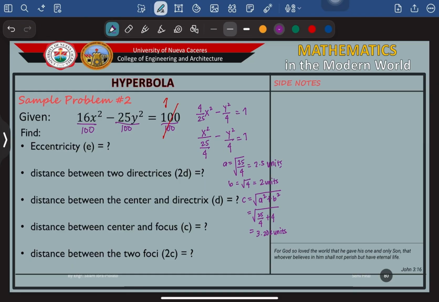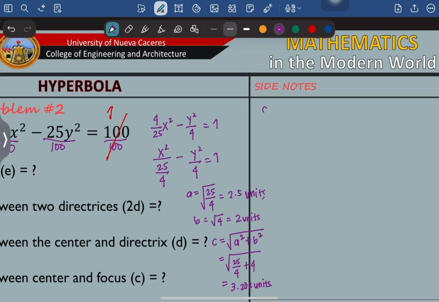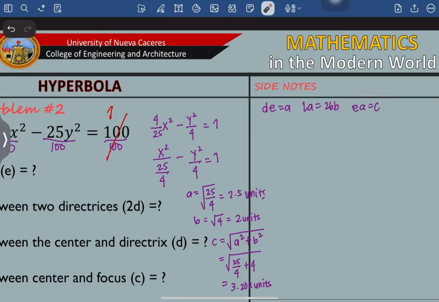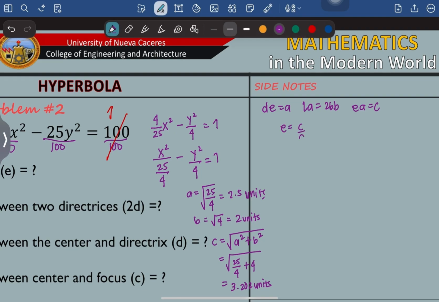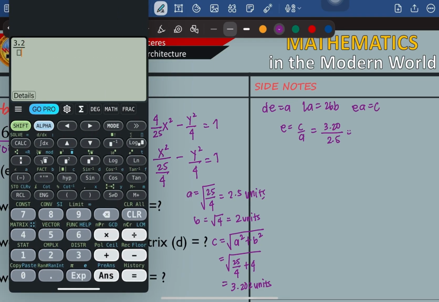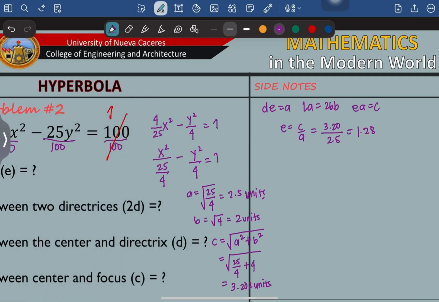So let's obtain the eccentricity. So given by this formula, so eccentricity using this formula, so c over a, so 3.20 over 2.5 is 1.28. So, greater than 1 po yung eccentricity. Unlike dun sa ellipse na less than 1.